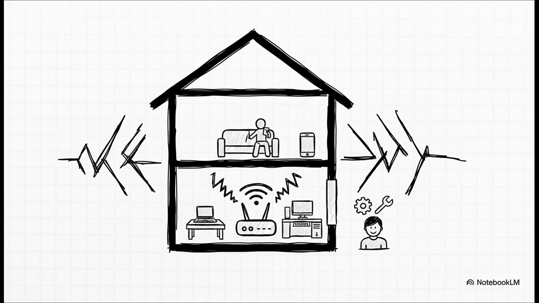And what's really key here is that LANs are privately managed. Your home Wi-Fi network is the perfect example, right? You control it, it connects all your stuff, your laptop, your TV, your phone. It's a high-speed network, but it's pretty much confined to that one building.